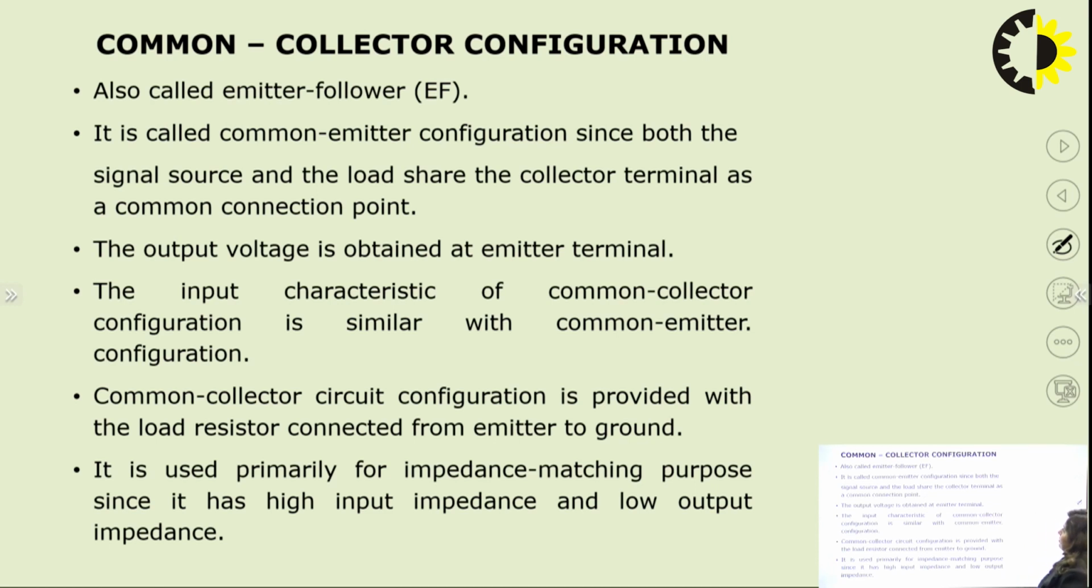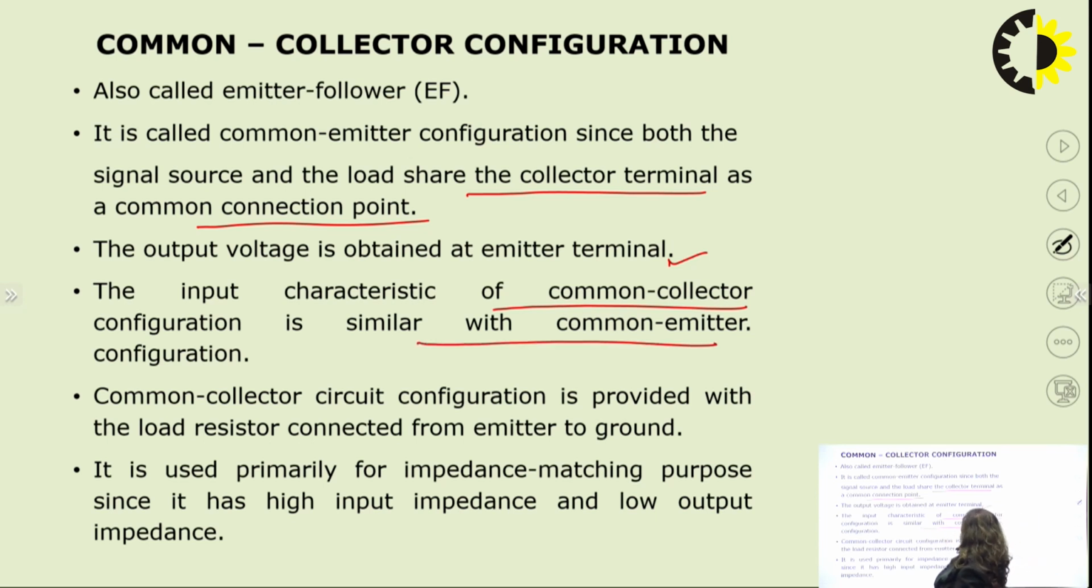Next we have the common collector configuration, which is also called the emitter follower. It is called common collector configuration since both the signal source and the load share the collector terminal, a common connection point. The output voltage is obtained at the emitter terminal. Obviously, the input characteristic of the common collector configuration is similar to the common emitter configuration. The common collector circuit is provided with a load resistor from emitter to ground. It is used primarily for impedance matching, since it has high input impedance and low output impedance. So these are some points for the common collector configuration.